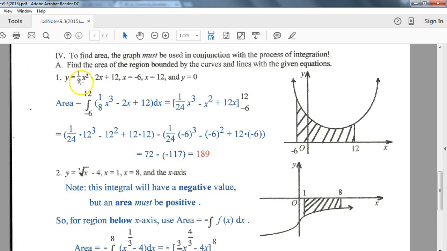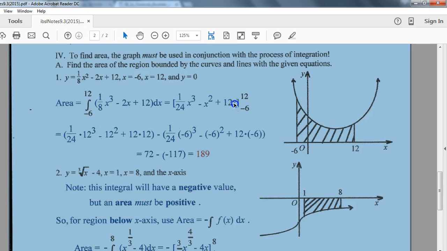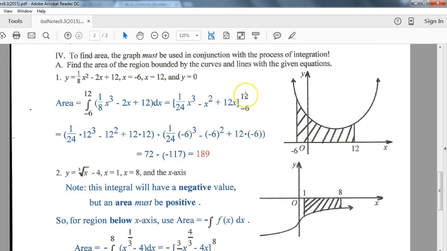So again, we are now going to integrate this function. They gave us boundaries from -6 to 12, and so we're finding the shaded area that you see on the right. If you were to integrate this function, that's what you get right here. So we now have the integral. We move our boundaries to the right and say we're going to evaluate this integral from -6 to 12 to get the area under the curve.